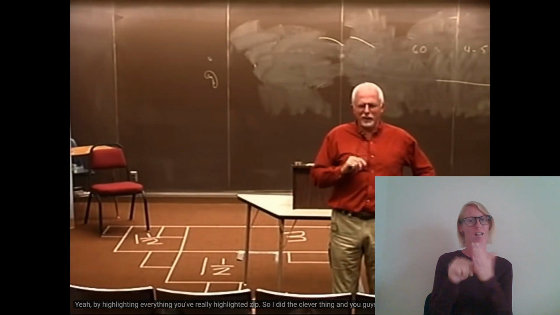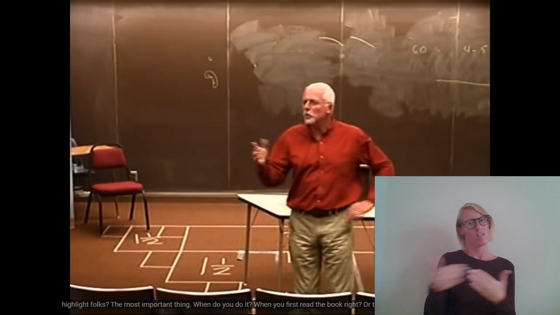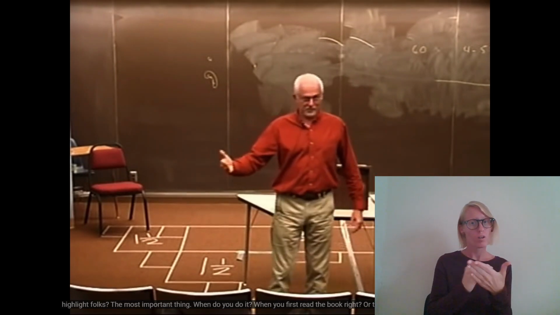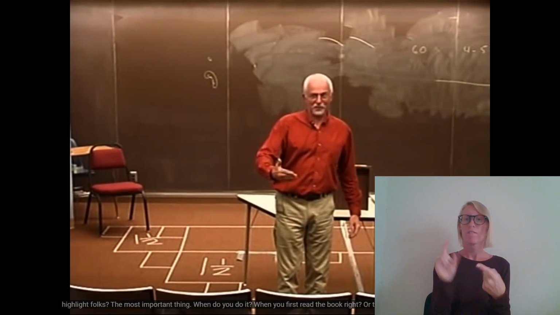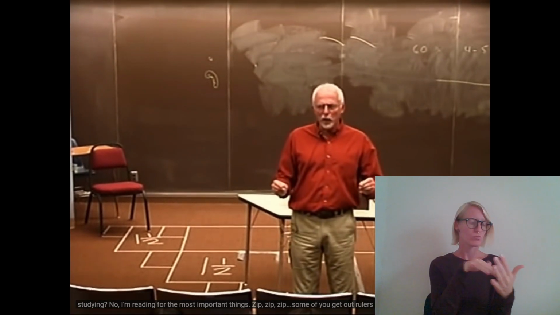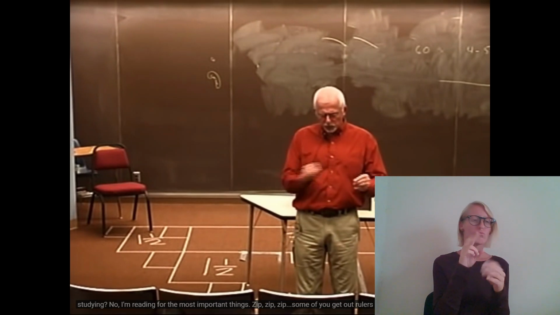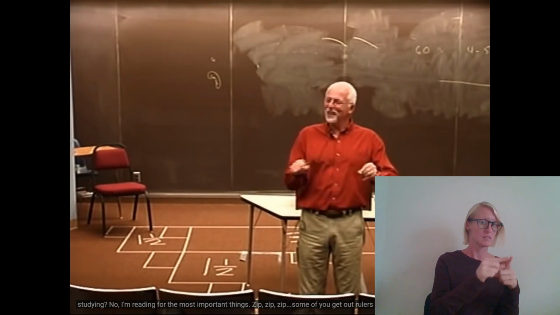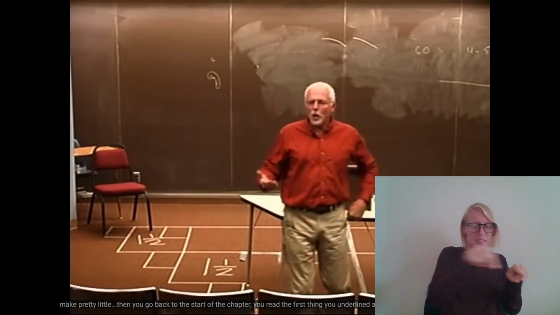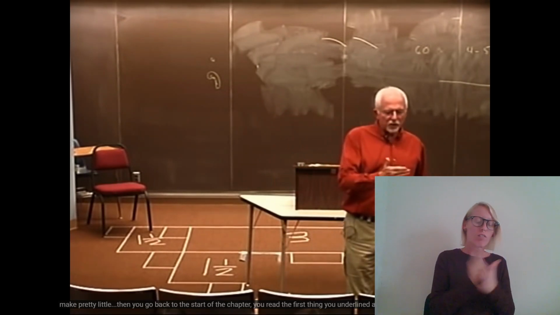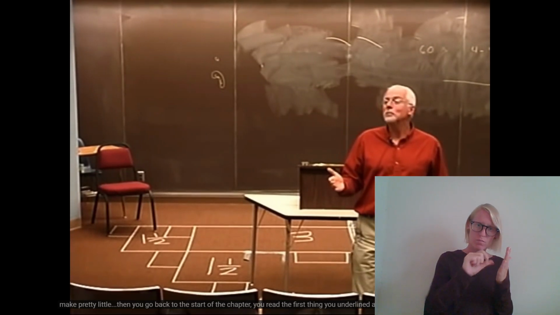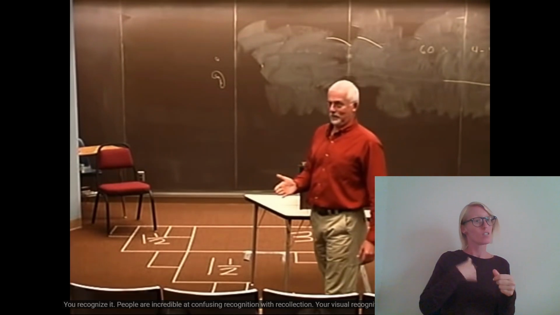So I did the clever thing, and you guys are way ahead of me. What do you highlight, folks? The most important thing. When do you do it? When you first read the book, right? Or the chapter. So you read through, are you studying? No, I'm reading for the most important things. Zip, zip, zip. And some of you get out rulers to make it really neat. Take hours to make it pretty. Then you go back to the start of the chapter. You read the first thing you underlined and you go, I remember that. No, you don't. You recognize it.